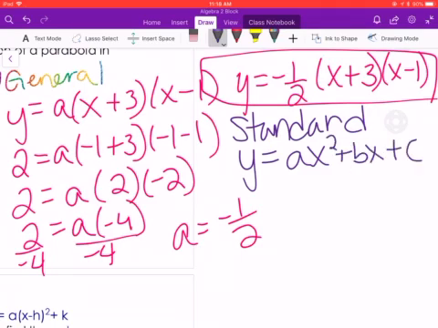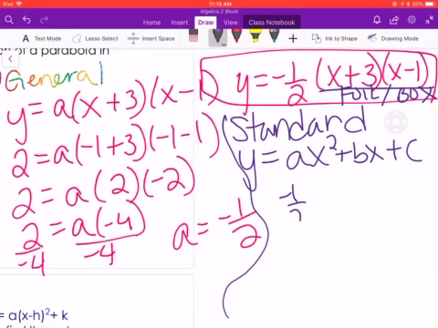So if I want to turn this factored form into standard form, I'm going to have to multiply it out. So the first thing you're going to want to do is multiply the x plus 3 and the x minus 1. And you can either use the FOIL method or you could do the box method, whichever you prefer. Just for time here, I'm going to FOIL it.